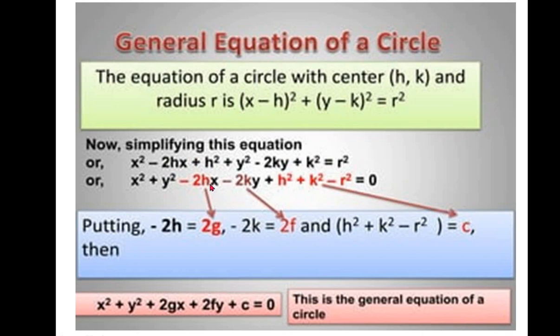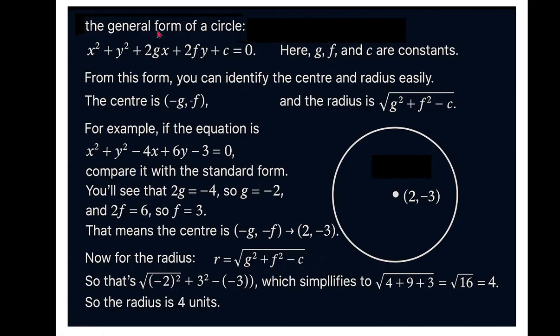Now for simplification, we put minus 2h as 2g and minus 2k as 2f. And these terms, h square plus k square minus r square, we take as c. Now putting these values, we have x square plus y square plus 2gx plus 2fy plus c equals 0. This is called the general equation of the circle. Here g, f and c are constants.